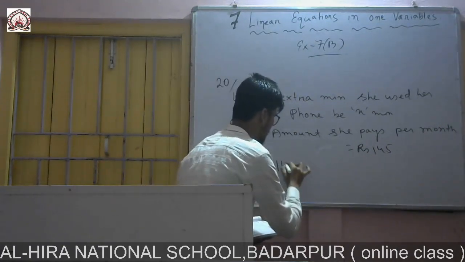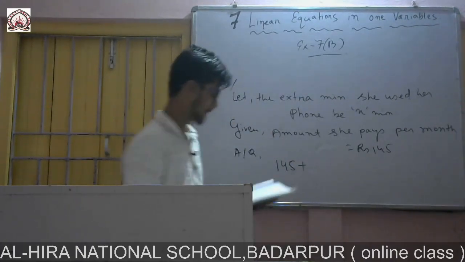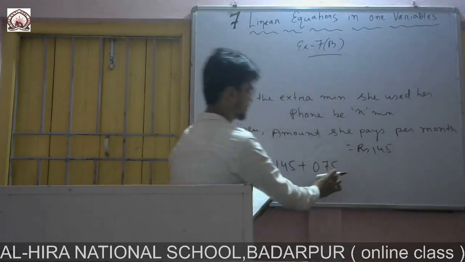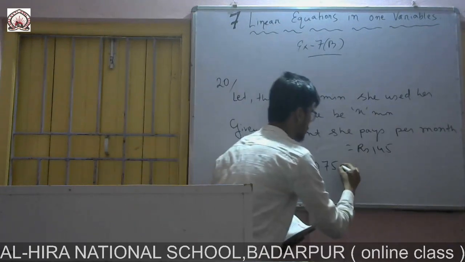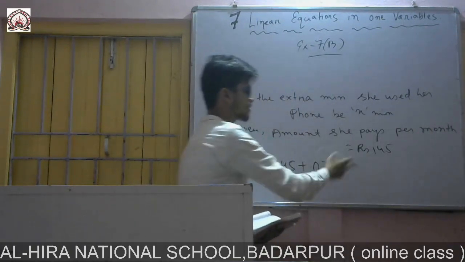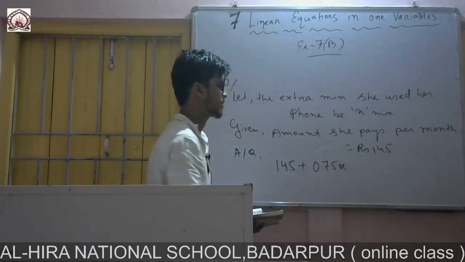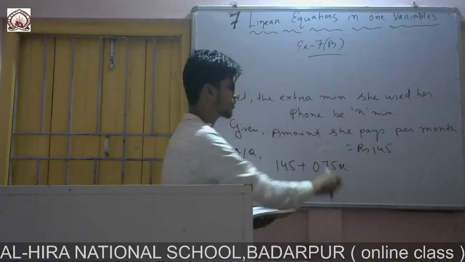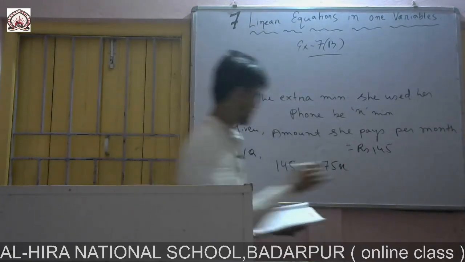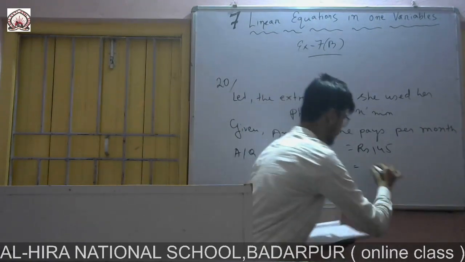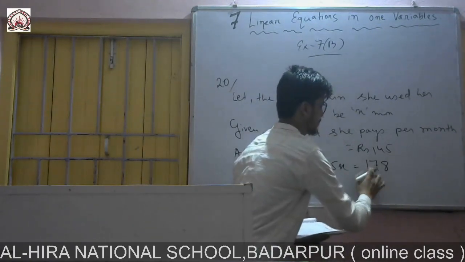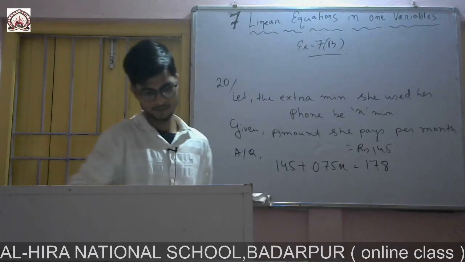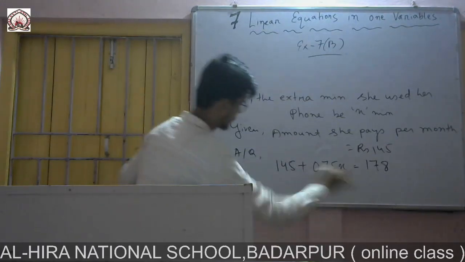So her monthly plan is 145, and for each minute the charge is 0.75, that means 75 paisa, and we don't know how many minutes she talks, so let it be x. If she talks 1 minute, it will be 0.75. If it is 75 paisa for 1 minute, it will charge 0.75. We don't know how many minutes she talked over the phone, and the bill came to 178 rupees. For per minute it costs 0.75.